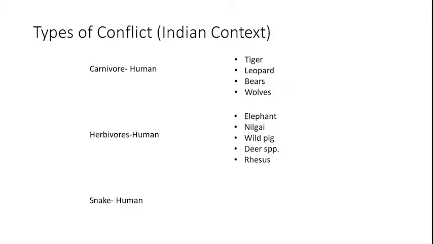Second is leopard. Leopard is a silent operator. It does equal or more damage to human society, but because it's not as high profile as a tiger, it doesn't get that kind of coverage. But in parts, for instance, in the Himalaya, in Uttarakhand, it gets a fair share of problems.